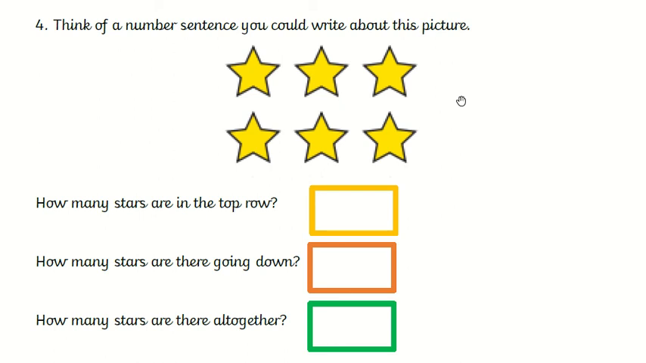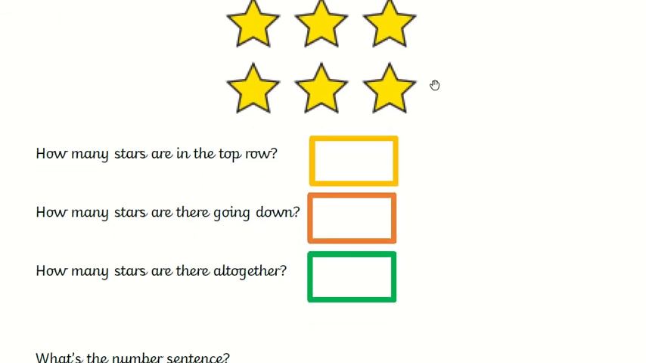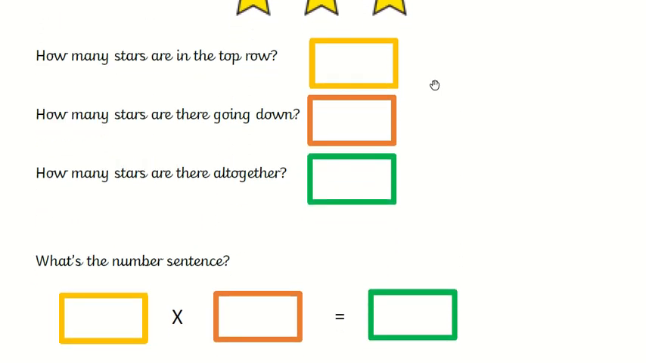What does all together mean? Well done. It means we need to count all of them. So I want you to count all of the stars, please. Well done. Now what you're going to do is you're going to write a number sentence using these numbers. So whatever you've written in the yellow box goes here. Whatever you've written in the red box goes here, and whatever you've written in the green box is going to go here. And that's our number sentence that represents this picture.